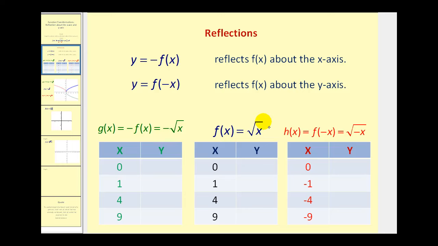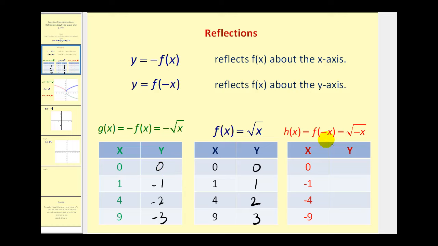If f of x equals the square root of x, then to determine y, we would take the square root of these x values. So the square root of 0 would be 0, square root of 1 is 1, square root of 4 would be 2, square root of 9 would be 3. Now let's compare this to g of x, which equals negative f of x, which equals negative square root x. So the square root of x would still be the same each time, but now we would take the opposite of that. So we would have 0, negative 1, negative 2, and negative 3. And notice that if you change the sign of the y-coordinates, this would reflect the graph across the x-axis.